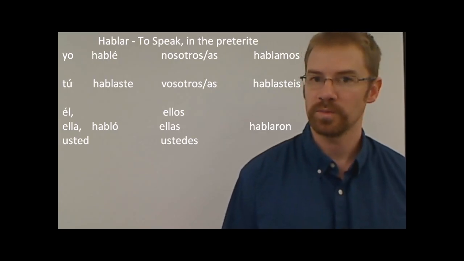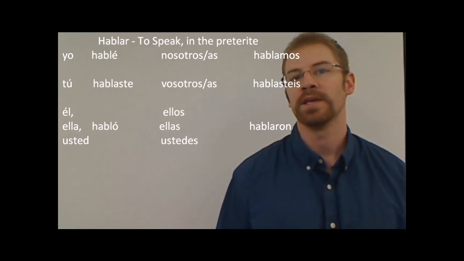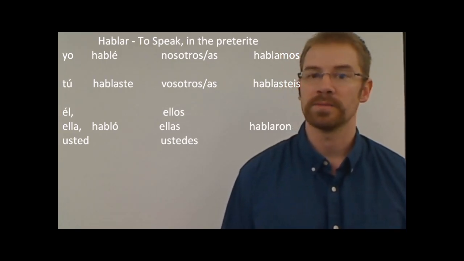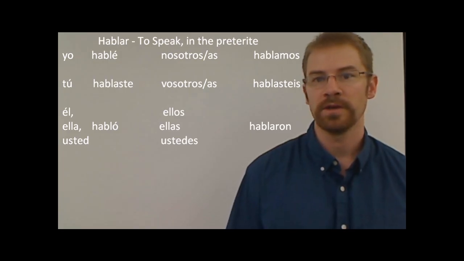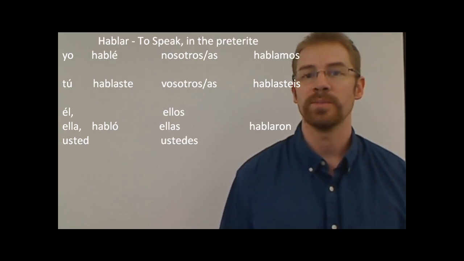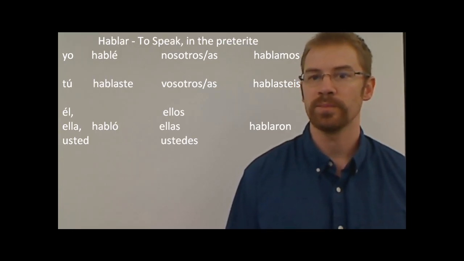You'll also notice that there are some accent marks on some of these verbs. These are very important that you put these down because if I take the accent mark off of the E on hablé, it becomes hable and the meaning changes. Or if I take the accent mark off of the O on habló for he or she spoke, it becomes hablo, which is I speak. So the written accent marks are important.